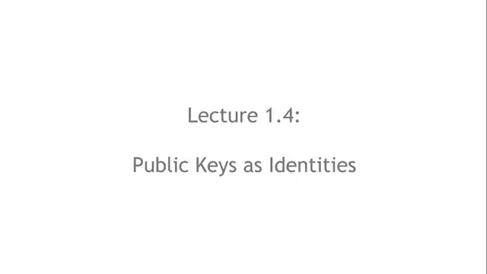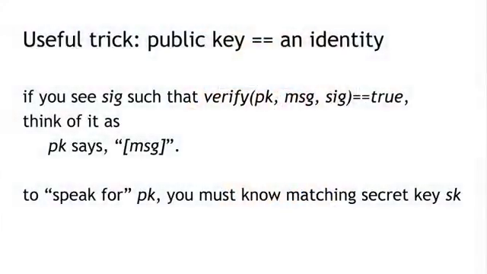In segment 1.4, we'll move on, having covered digital signatures, and talk about a nice trick that goes along with digital signatures. The useful trick is this. The idea is to take a public key, one of those public verification keys from a digital signature scheme, and equate that to an identity. That is an identity of a person or an actor in a system.